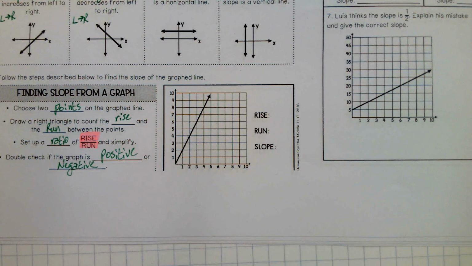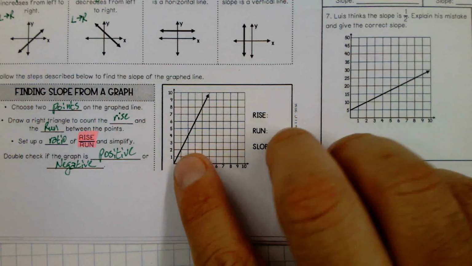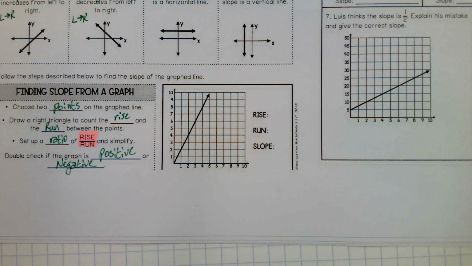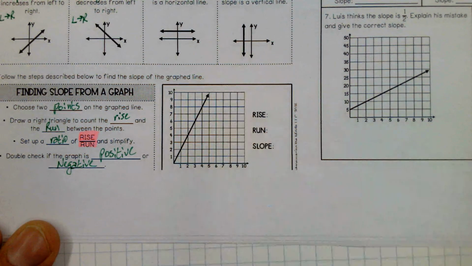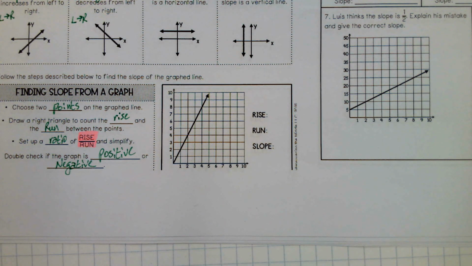So we'll practice here. So we got this line. It has some sort of a slope. Just by looking at the line, should we expect a positive slope or a negative slope? Positive. Should be positive. So we'll see.